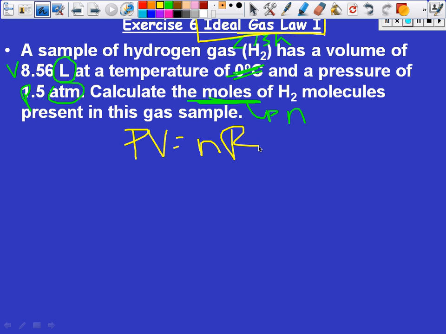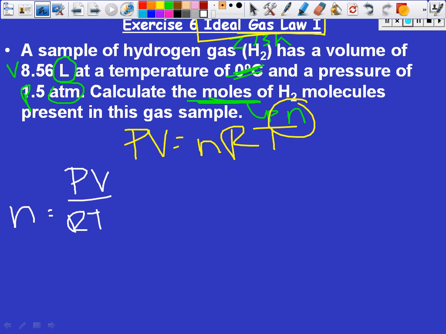All right, so this is our PV = nRT law, and they're asking for n, so let's rearrange it for n. So n is going to equal PV over RT. We know our pressure, so let's plug our pressure in. It's going to be 1.5 atm. We know our volume is 8.56 liters.